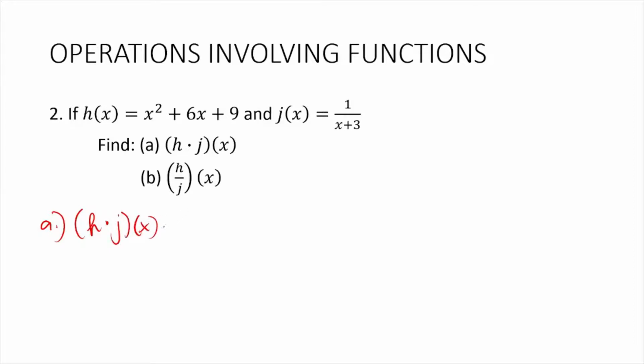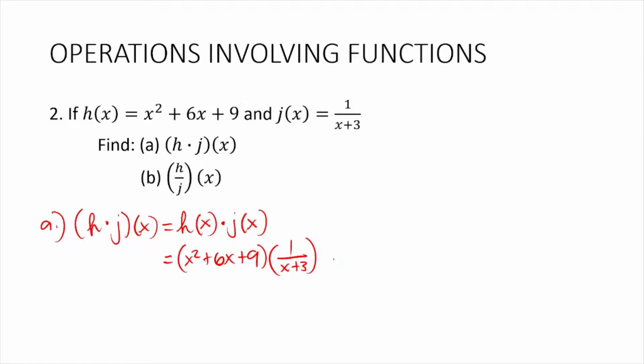Remember, this is equal to what? h of x times j of x. And then we'll plug in the equivalent expressions for h of x and j of x, right? So h of x is what? h of x is x squared plus 6x plus 9, right? And j of x is what? 1 divided by x plus 3. And then again, we express everything in terms of their factors, right?